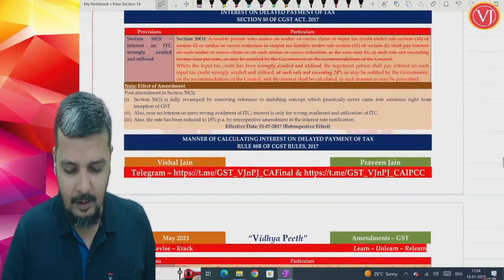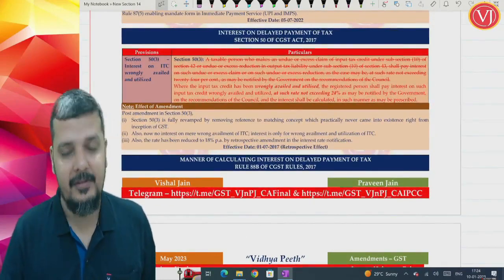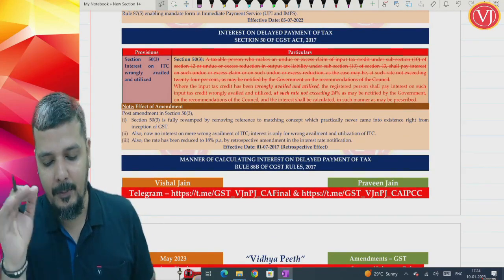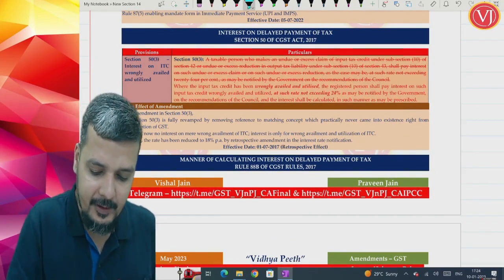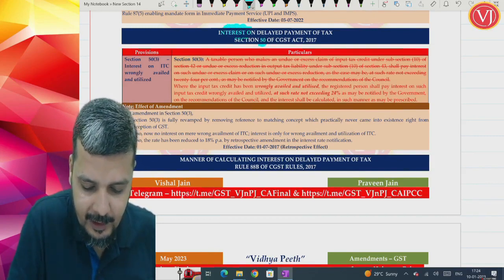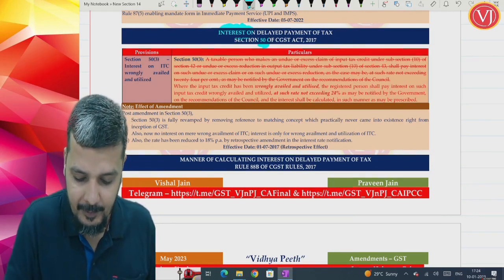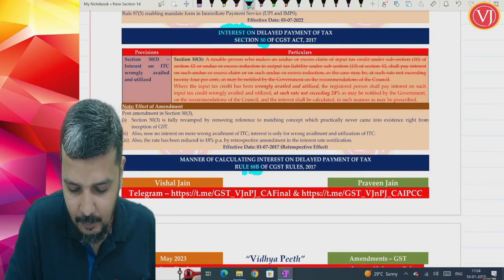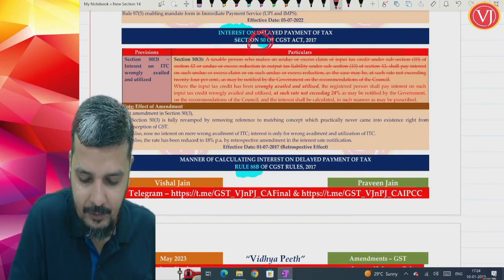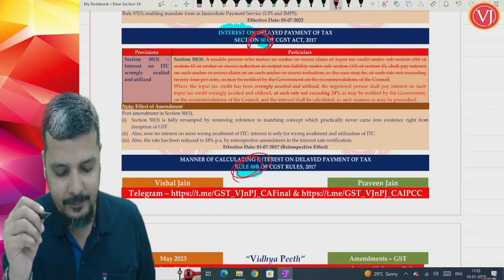Now moving on to a very important amendment which you can highly expect in your exam question paper: interest on delayed payment, section 50. For the first time, for interest on delayed payment, you have got a rule. Initially it was governed only by section 50, now it is governed by section 50 read along with rule 88B.